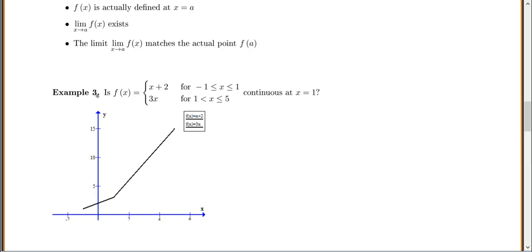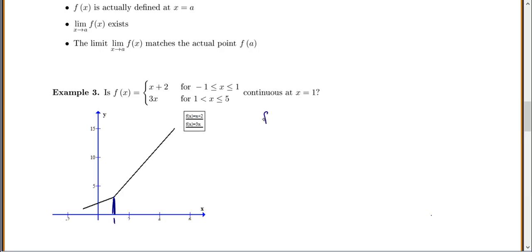So let's try it. In this example 3, it's f of x. Notice this is what we call a piecewise function. So f of x is equal to x plus 2, that's this line right here, from -1 to +1. Then it's equal to 3x from 1 to 5. So this is a piecewise function. We want to see if it's continuous right here at x equals 1. Now you could just look at your graph, and looking at that graph, I would say there are no gaps, no jumps, nothing weird. So this would be continuous. Let's actually do it theoretically though.